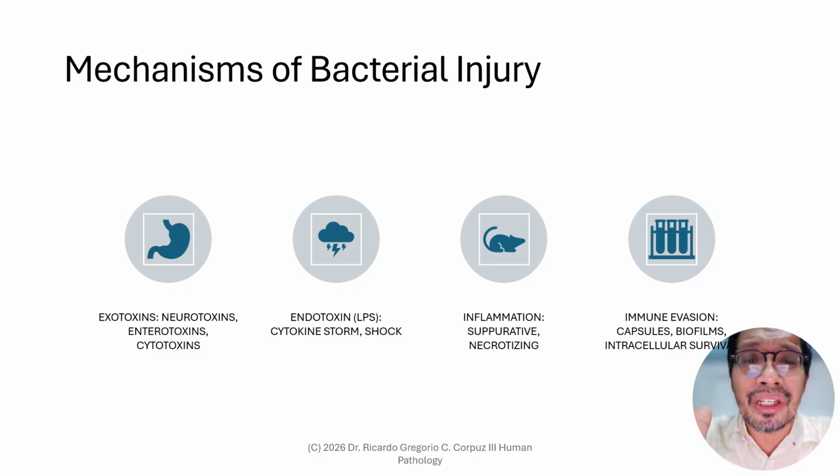Immune evasion, how bacteria persist and spread. Some bacteria avoid immune clearance, allowing prolonged infection and greater tissue injury. The capsule prevents phagocytosis, like in S. pneumoniae or H. influenzae. Biofilms protect bacteria on surfaces like catheters and prosthetic valves. Intracellular survival: organisms like Listeria and Mycobacterium hide inside macrophages. Immune evasion prolongs infection, increases inflammation, and raises the risk of complications.